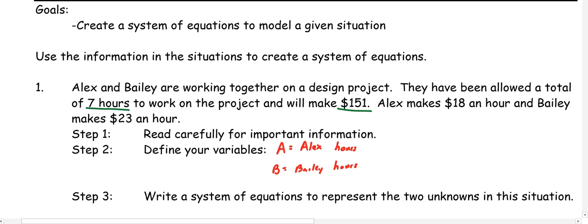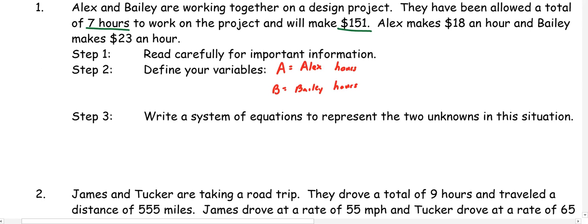So now I need to write a system of equations. So remember, a couple seconds back, I underlined 7 hours at $151. So I know that they are working a total of 7 hours. So I don't know how much each person's working, but together they are working 7 hours. So together, if they're doing something, we want to add their hours. So one equation is going to be equal to the 7 hours, and one equation is going to be equal to the $151. So we have A plus B equals 7 hours, because the hours Alex works plus the hours that Bailey works has to add to 7.